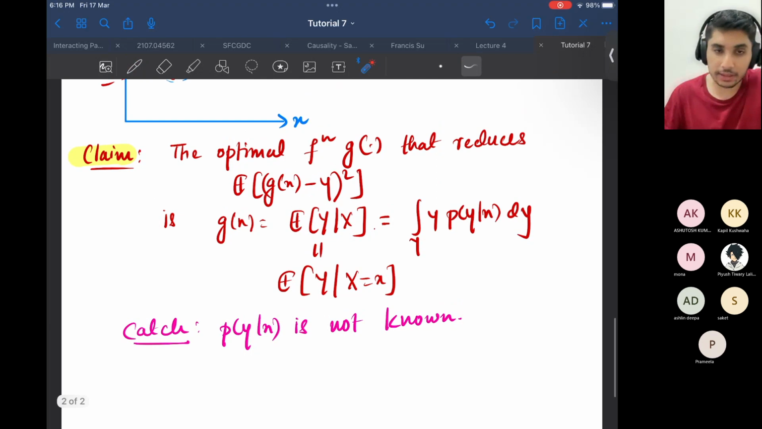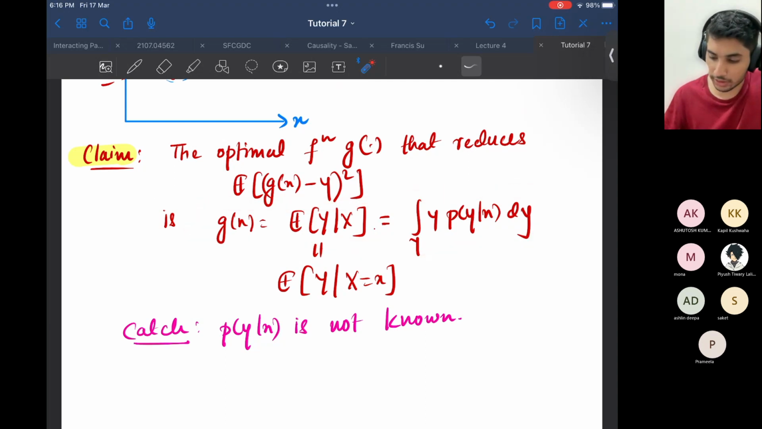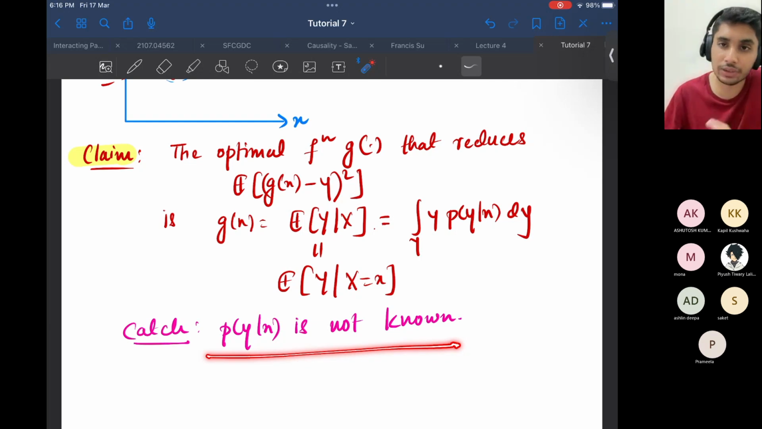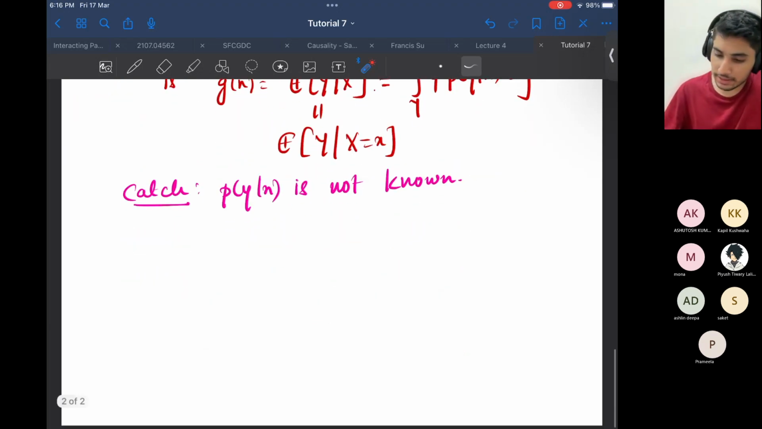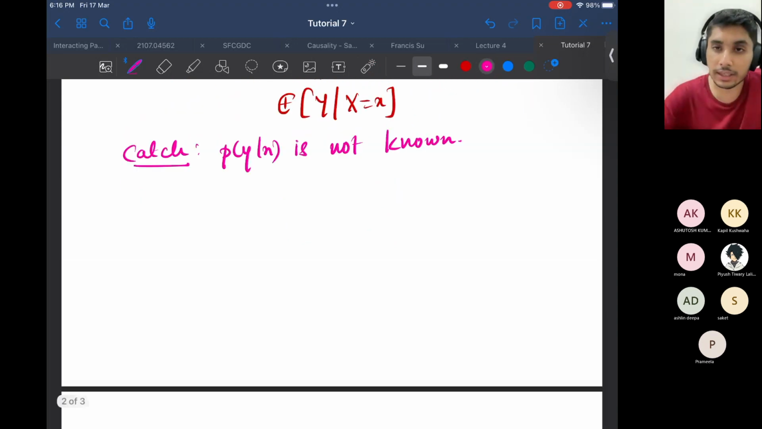So what is the condition that we are in right now? We know that g of x, which is this thing, is the optimal model to reduce this loss function. However, even though we know this is the optimal classifier, we cannot calculate it because this density is not known to us. Then someone can say, okay, fine, we don't know the optimal thing, but is it possible to come up with something which is close to this?